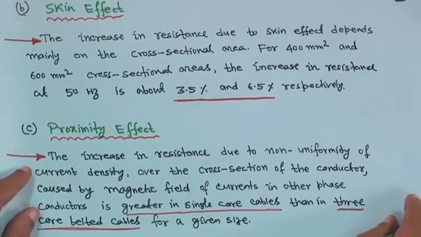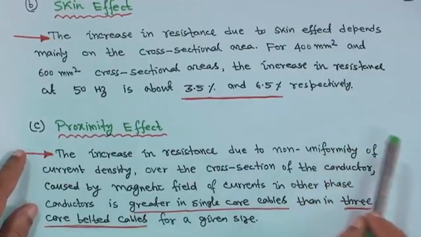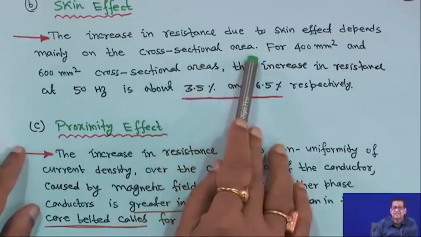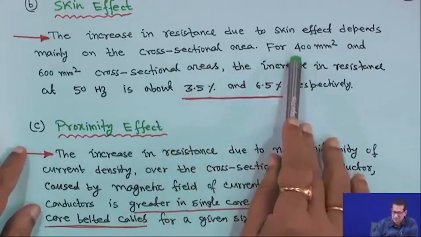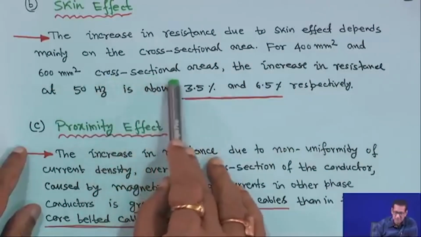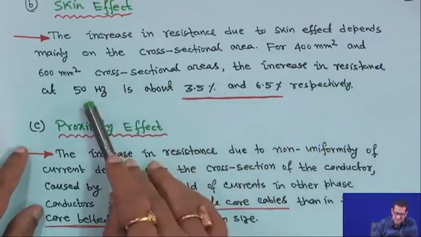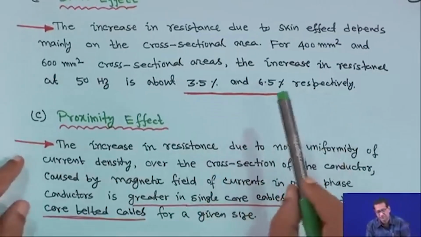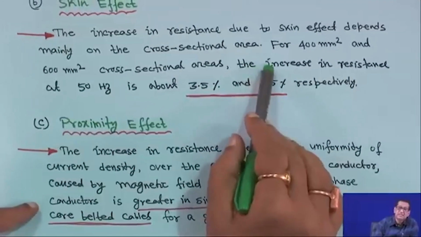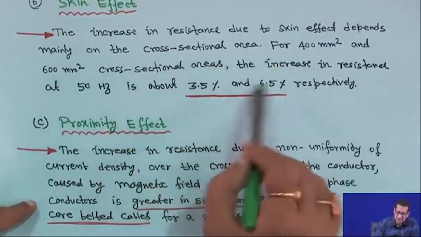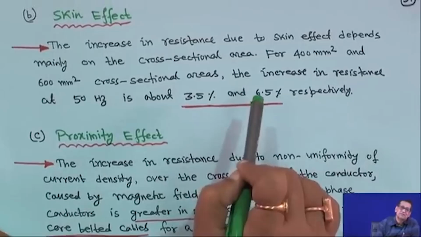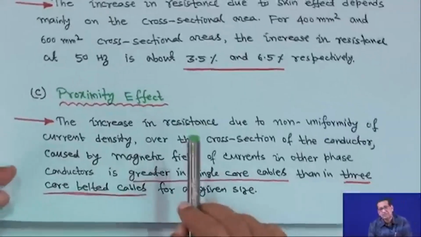Next is skin effect. Skin effect you have studied, so it will not be covered here, just its effect on cable will be given. The increase in resistance due to skin effect depends mainly on the cross sectional area. For example, for 400 square millimeter and 600 square millimeter cross sectional areas, the increase in resistance at 50 hertz is about 3.5% and 6.5% respectively. Roughly, using the cross sectional area of the conductor you can try to compute it, but in your inductance chapter you have studied skin effect.